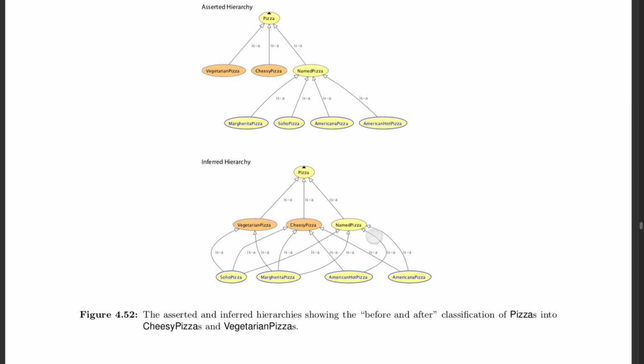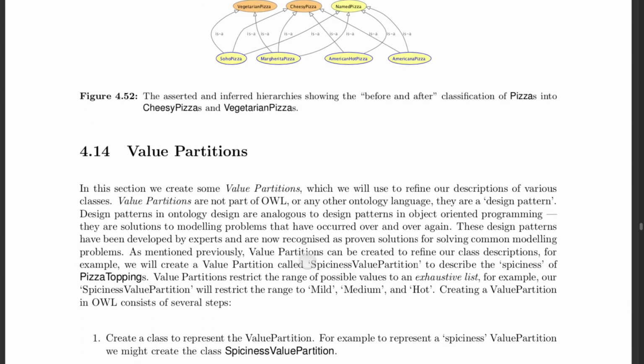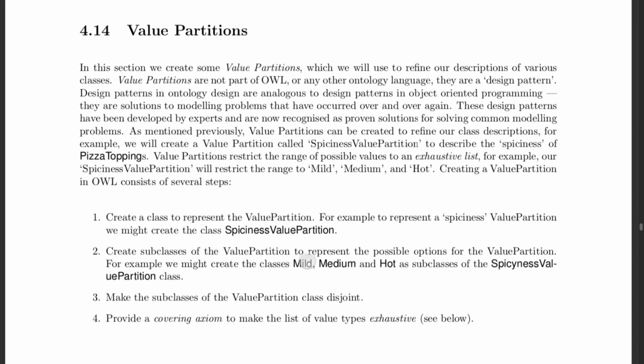Soho pizza was initially a named pizza. It's classified both as a cheesy pizza and vegetarian pizza. And similarly for margherita pizza as well. And the American hot pizza and the American pizza are classified as the subclasses of cheesy pizzas. Next, we will move to value partitions in the next tutorial.